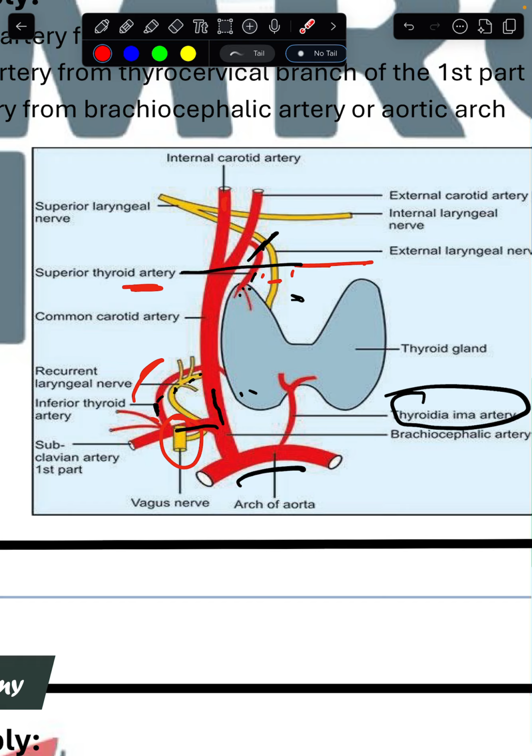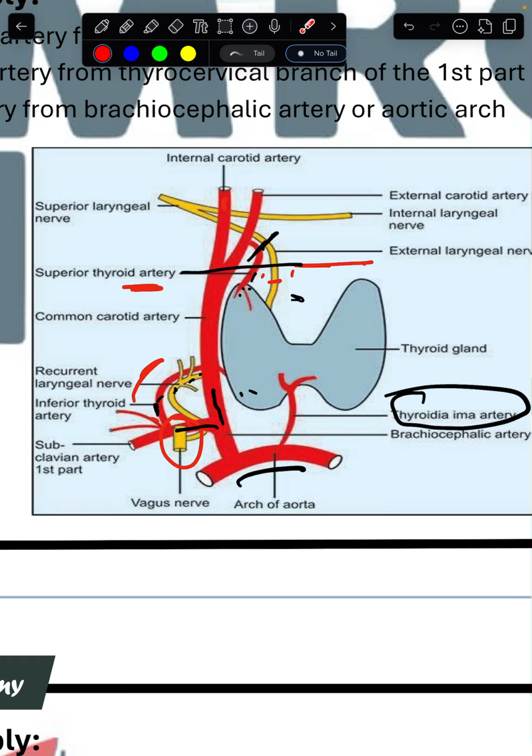So to ligate the gland, it has to be close to the gland. The artery has to be ligated close at the superior level as it is. You can see nerve and artery very close. This is external and this is common carotid. This is the arch of aorta. On the right side you can see the brachiocephalic trunk. This is subclavian. This is common carotid.